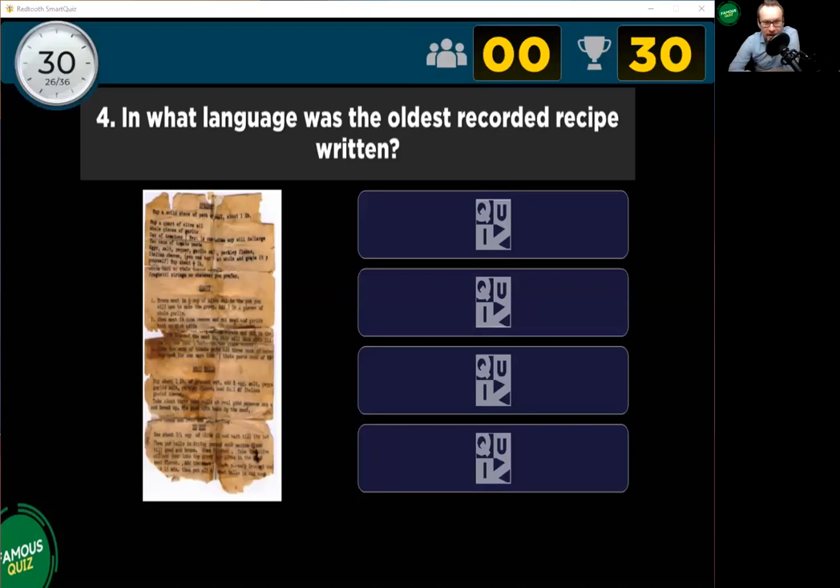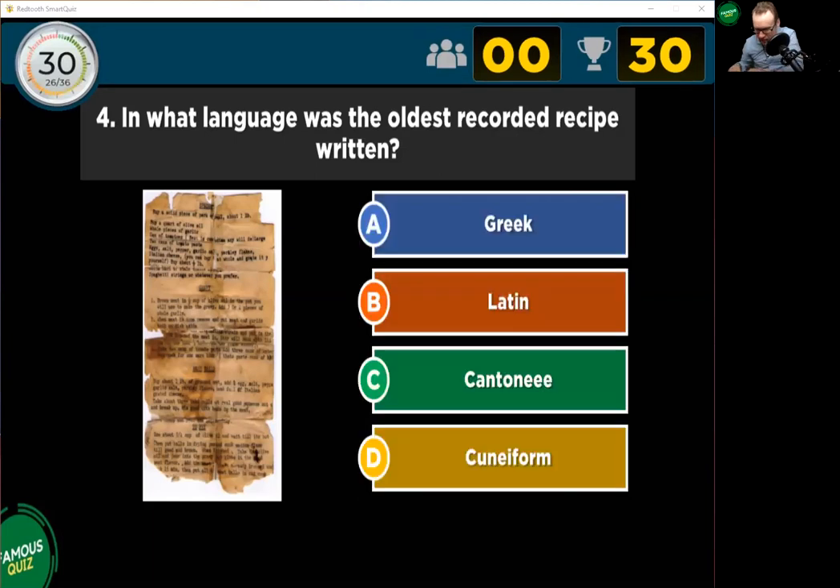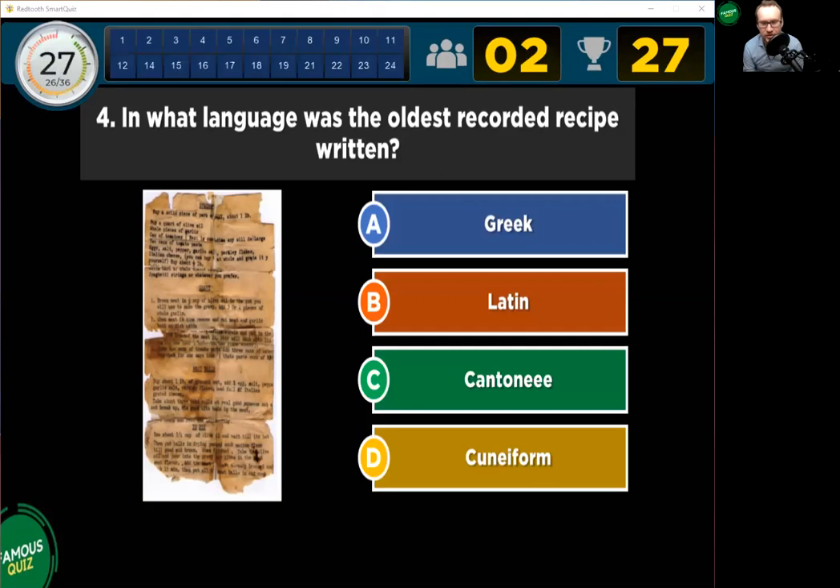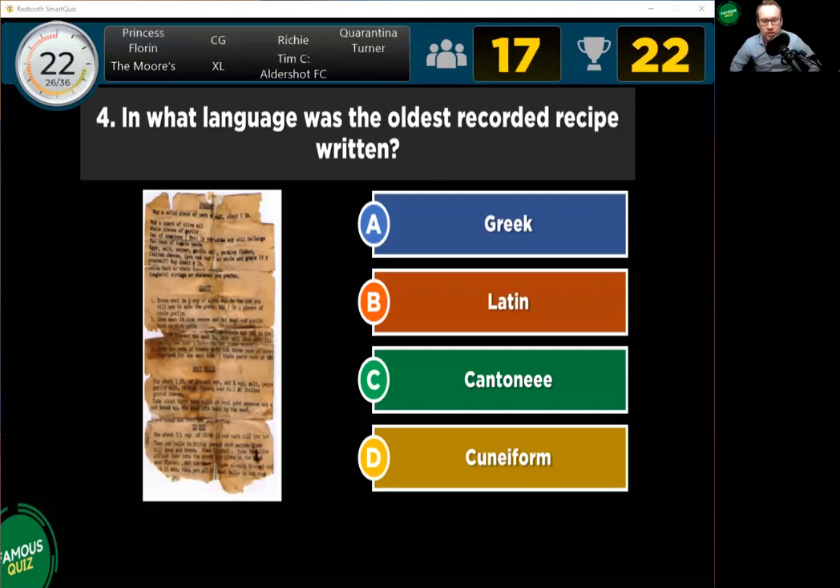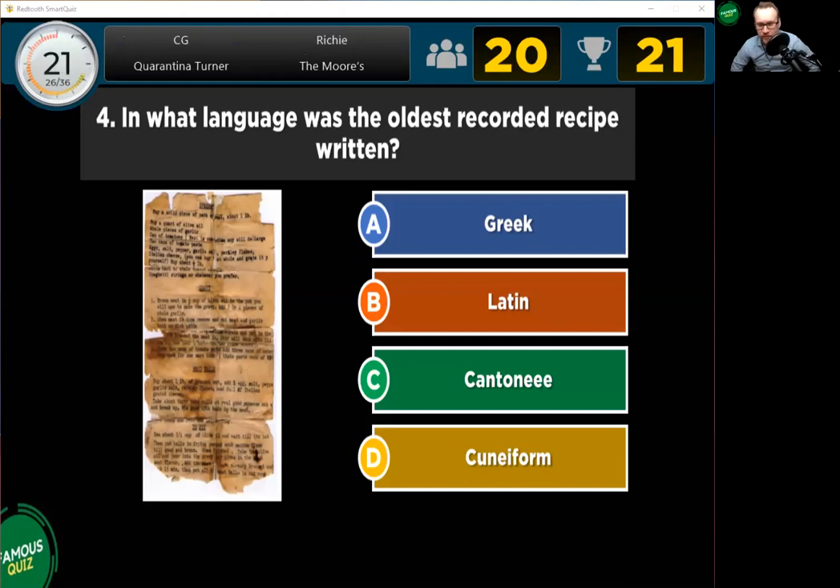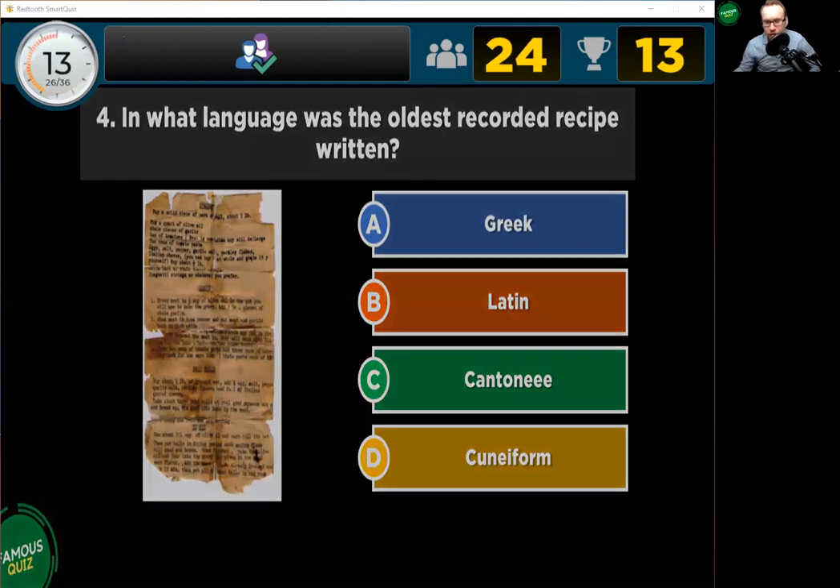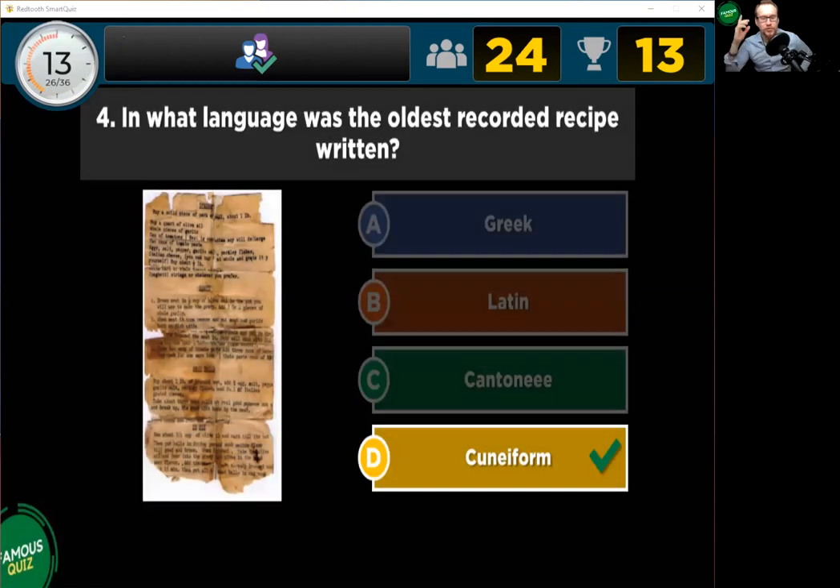In what language was the oldest recorded recipe written? Which language? Greek, Latin, Cantonese. Oh, Jesus Christ, Cantonese. No, Cantonese. I missed one: Sumerian. Or cuneiform. Okay, we have all the correct answers. Cuneiform. Do you know what cuneiform is?